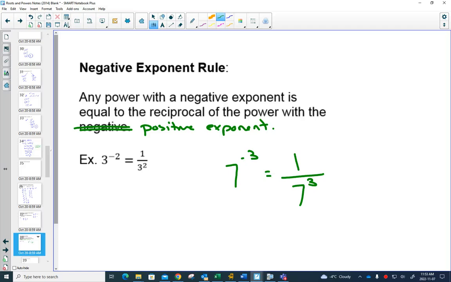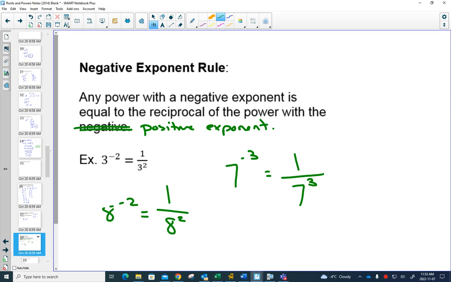Anytime you have a negative exponent, you can change the exponent to positive by making it the reciprocal, or flipping it to the other side of the fraction. Check this out. What could I do to 8 to the minus 2? I could write it as 1/8 to the positive 2. 8 squared. 1/8 squared.